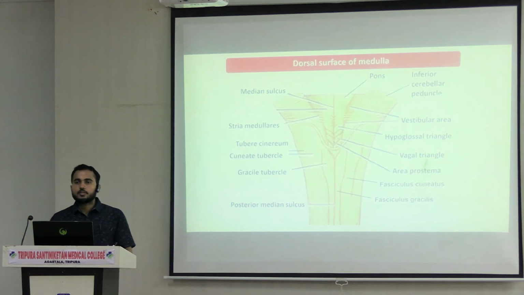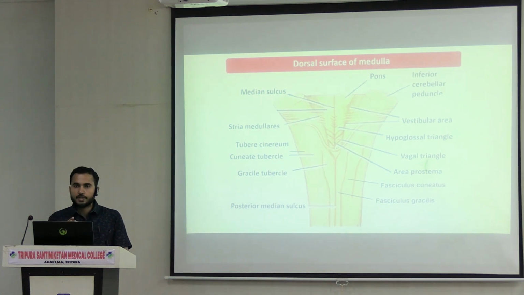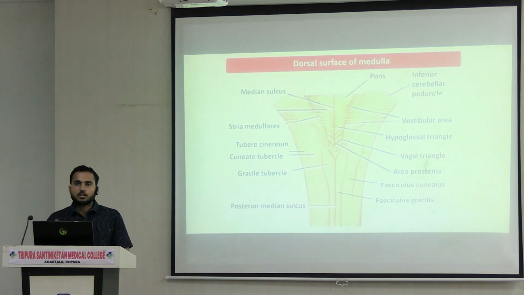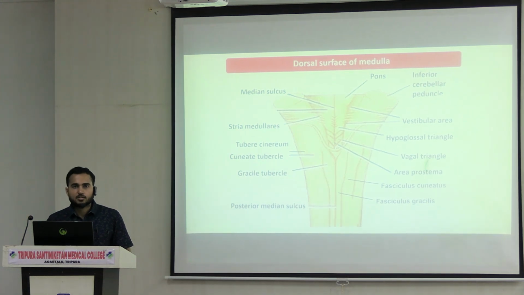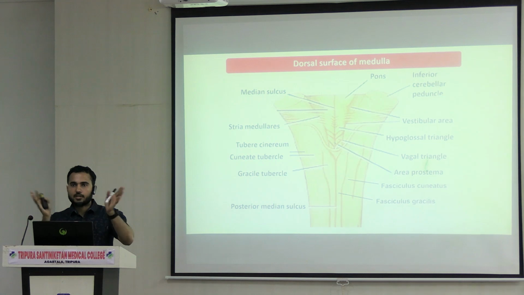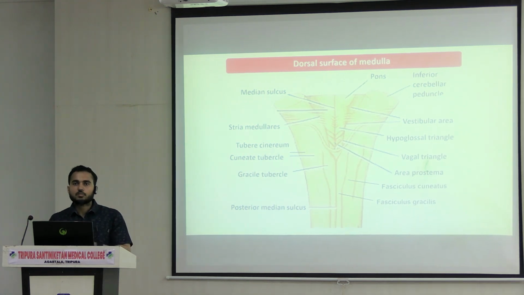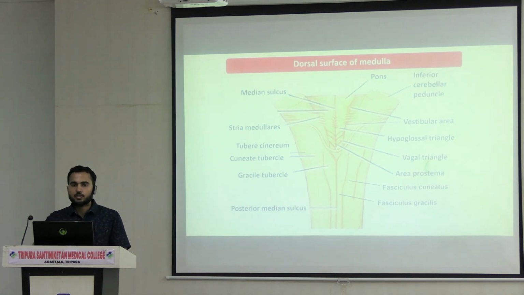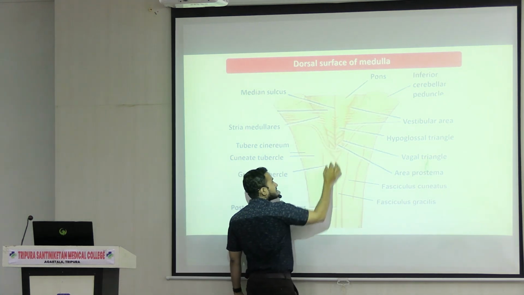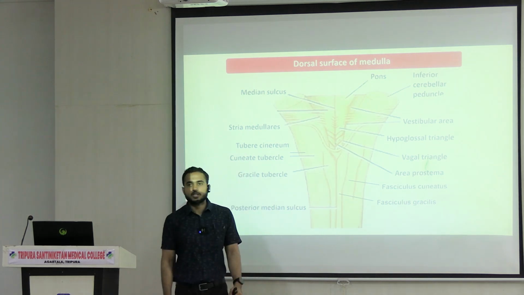You have to know the features of the closed part and the features of the open part. Is it clear to everyone, the external features of the posterior surface of the medulla oblongata? Two parts are there, upper part is open, lower part is closed. Now the question is, what is the meaning of open and closed? See the diagram over here. This part is open, this part is closed. What is the meaning of this?